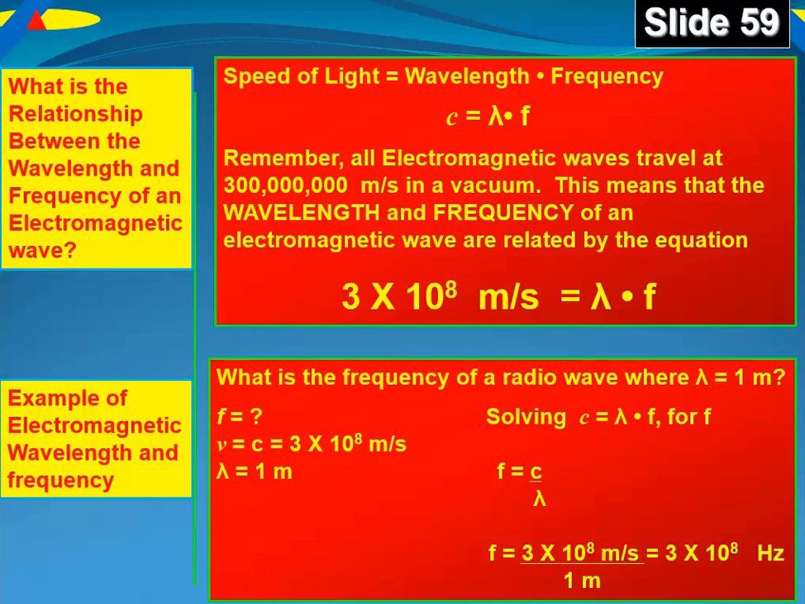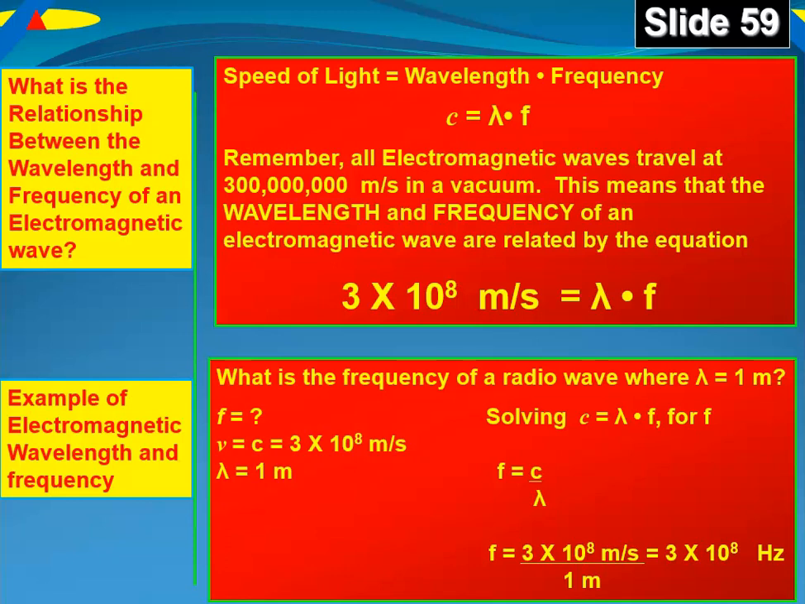This means that the wavelength and frequency of an electromagnetic wave are related by the equation 3 times 10 to the 8th, or 300 million, equals lambda times frequency. So the speed is constant, but what can change is the wavelength and the frequency of the wave. When you look at this equation, notice that if the wavelength number gets bigger, in other words, you have a longer wavelength, then the frequency number has to get smaller. If the frequency gets higher or bigger, then the wavelength has to get smaller, because those two numbers multiplied together have to equal 3 times 10 to the 8th meters per second.